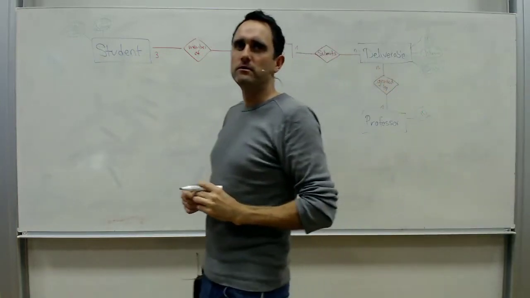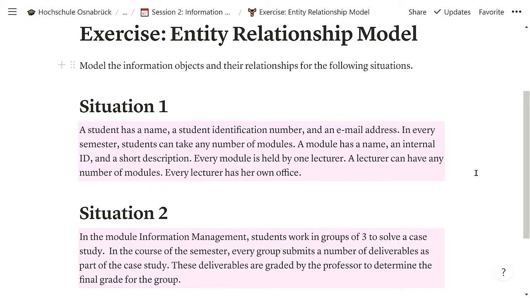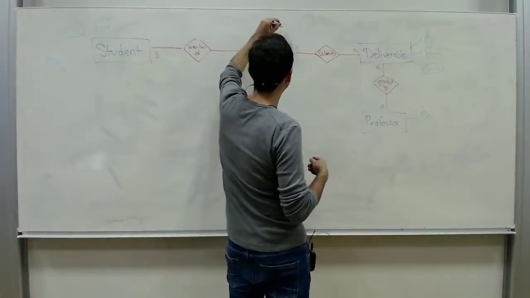Okay, and then we have the final grade. It's the final grade for the group, but it's also the final grade for the student. So where would you put the final grade in this case? To the group. So if we, I don't know what the text says, as part of the case study, blah blah, are graded to determine the final grade for the group. So if it's the group, then we could say, okay, I'll put it down. It's called a final grade.